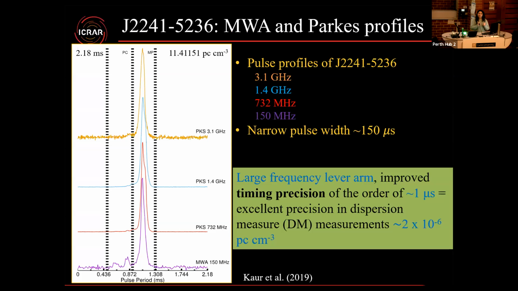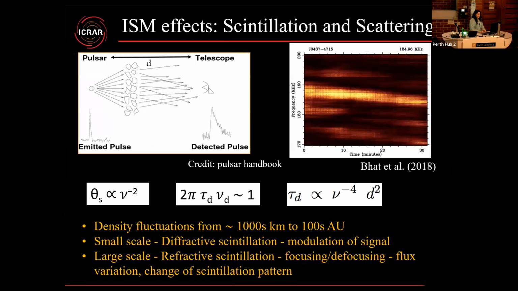Here I'm showing you one of my results. By using the larger frequency lever arm at low frequencies, we are able to achieve 1 microsecond of timing precision for this particular pulsar, J2241-5236. With all this, we are able to measure the dispersion measure with a very high precision of a few parts in a million. This is an order of magnitude better than what is currently achievable with any other telescope at any other frequencies.